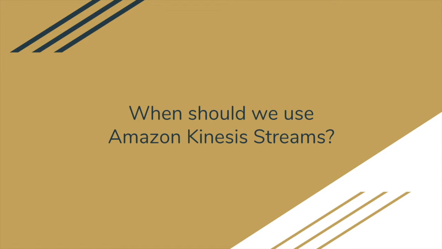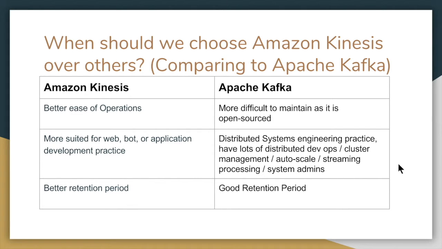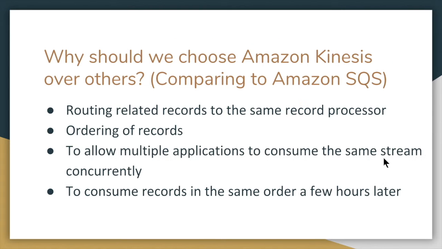So, when should we use Amazon Kinesis Streams? Comparing to Apache Kafka, Amazon Kinesis is easier to maintain with better ease of operations, while Kafka on the other hand is more difficult to maintain as it is open source. Amazon Kinesis is also more suited for web, bot, or application development practice, while Kafka is more suited for distributed systems engineering practice, auto-scaling, and stream processing. Amazon Kinesis also has a better data retention period of up to 7 days, while Kafka does not have as good a retention period as Amazon Kinesis.